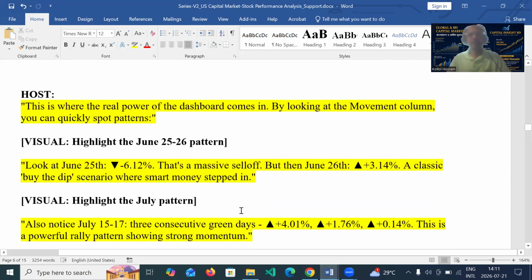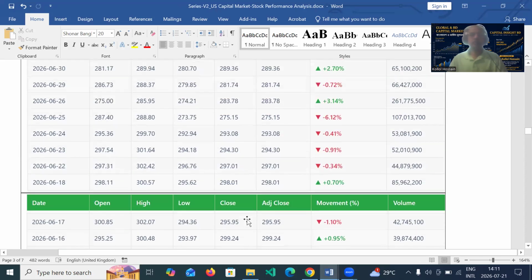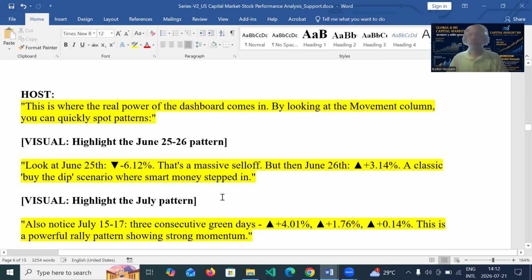So this is where the real power of the dashboard comes in. By looking at the movement column, you can quickly spot patterns. Look at June 25th, 6.12% down. That's a massive sell-off. But then June 26th, 3.14% up. See here, 3.14% up on June 26th. A classic buy the dip scenario where smart money stepped in.